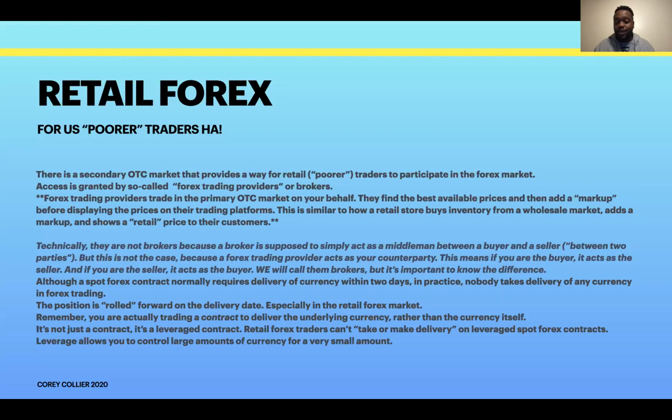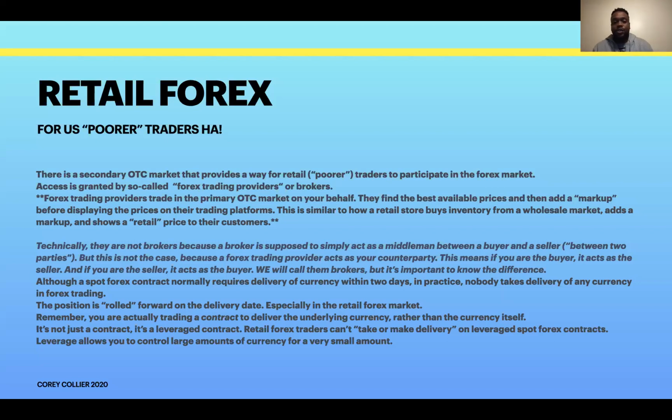Access is granted by so-called Forex trading providers or brokers. Now, I do want to point out, guys, that Forex trading providers trade in the primary over-the-counter market on our behalf. They find the best available prices and then add a little bit of a markup, which is normal. It's like going to a store, right? Before displaying the prices on their trading platforms. Now, like I said, this is very similar to how retail stores buy inventory from a wholesale market, add their own markup to it, and then show a retail price to their customers, right?